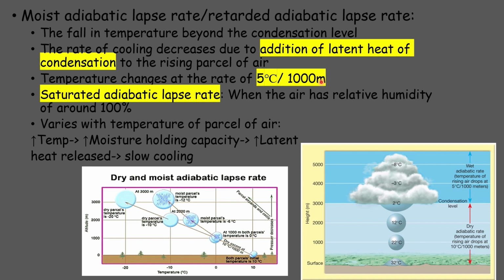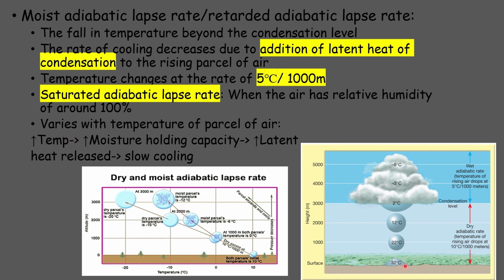So there is a special class of moist adiabatic lapse rate called saturated adiabatic lapse rate. What is this lapse rate? When the relative humidity is at 100%. Okay, that is called saturated adiabatic lapse rate within moist adiabatic lapse rate, and it varies with the temperature of the parcel of air.